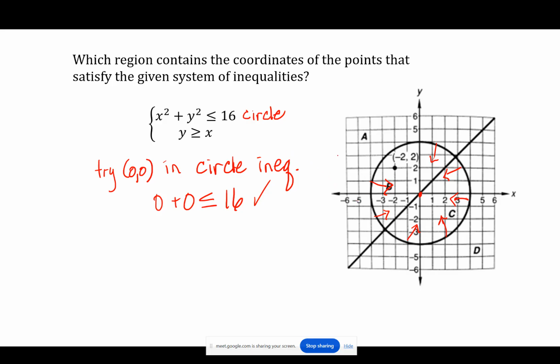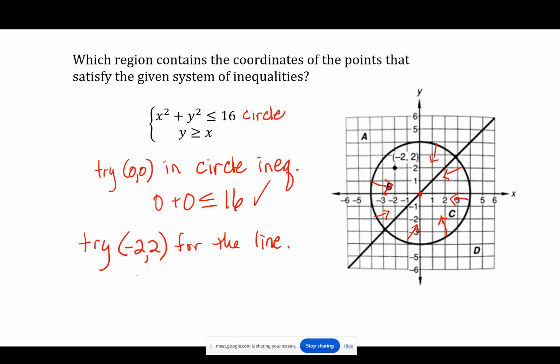So I need to choose a point that is not on the line. So I'm going to try negative 2, 2 for the line, since it's not already on there. Okay, that point is above and to the left of the line. So if that point works in a linear inequality, then I'll know that's the side of the line I should shade. If it doesn't work, I should shade the other side.